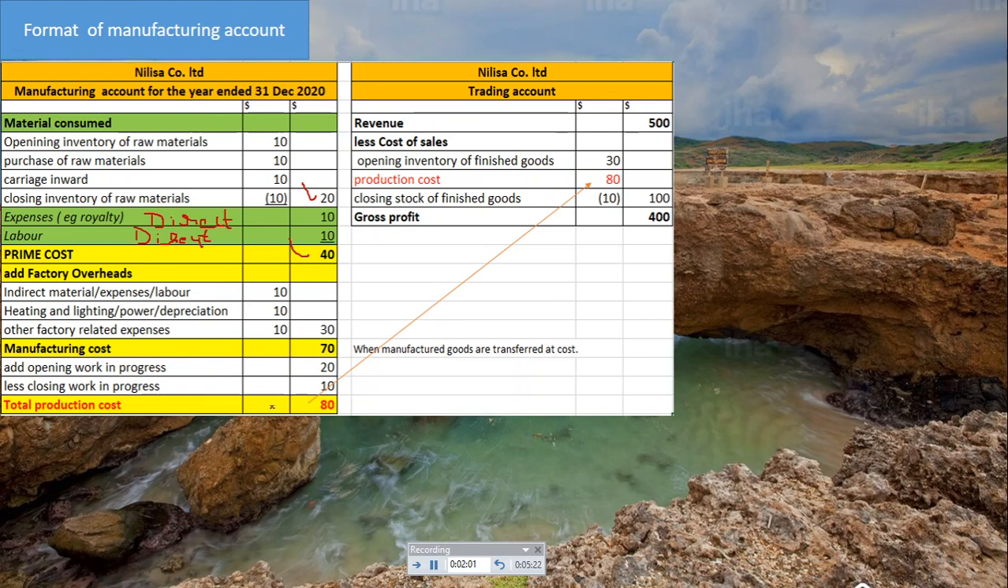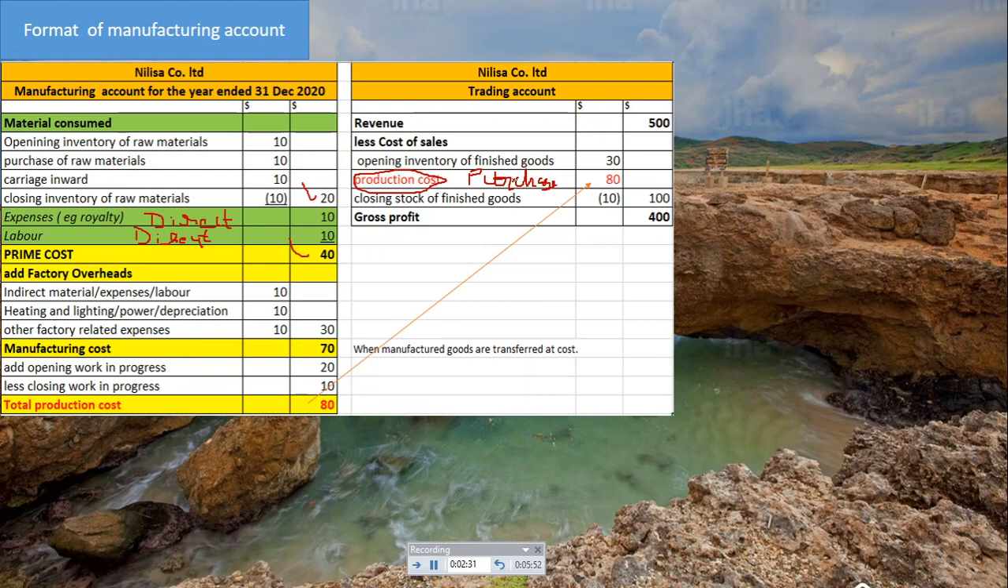Now this total production cost is transferred to the trading account. So Nilisa Company Limited trading account. In our trading account, we have the revenue. We know how to prepare the trading account, which we studied in the AS level. Revenue less cost of sales. In cost of sales, the only difference is this term. In our AS level, we used to solve it by using the formula opening inventory of finished goods, add purchase. We use the word purchase in our AS level because it was a trading business.